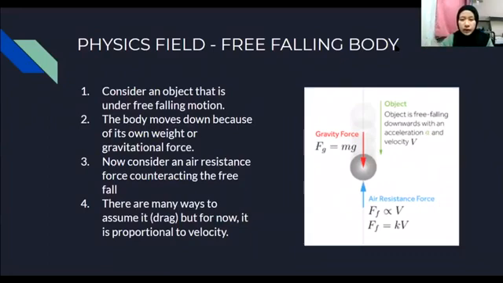So now consider an air-resistant force counteracting the free fall. Counteracting means it opposes, as you can see on the screen, it opposes W, the air-resistant force. There are many ways to assume the drag, but for now, the air-resistant force is proportional to the velocity. So without further ado, we can continue with the calculation to understand better.